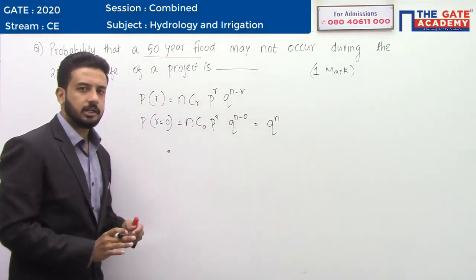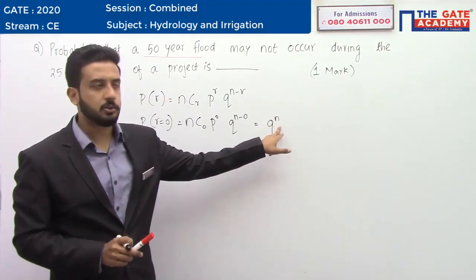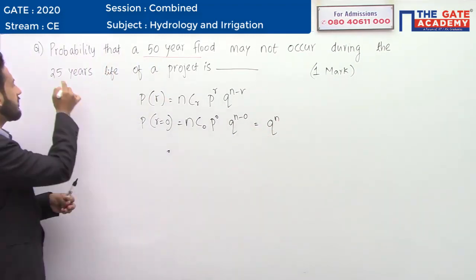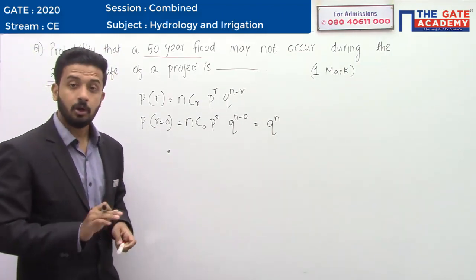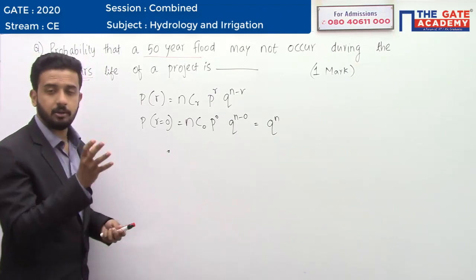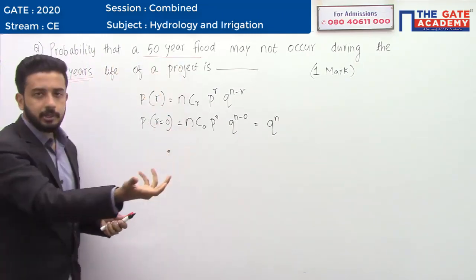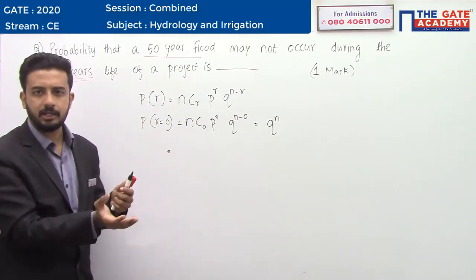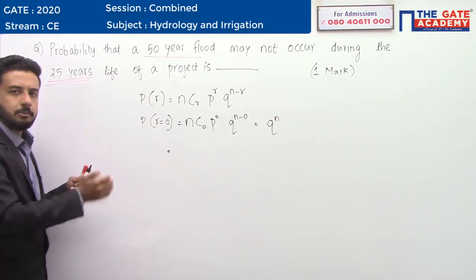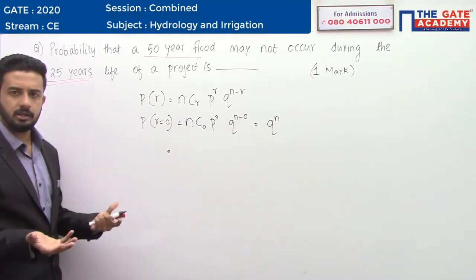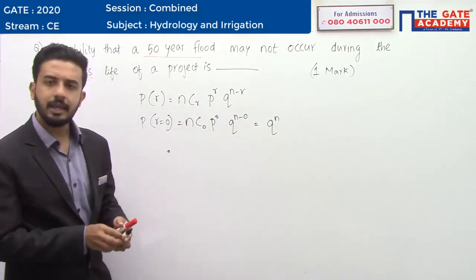Our intention is to calculate what this Q is. N is already given in the question. They are asking for the 25 years of lifetime. Always keep in mind the difference between these two years. This one is the return period; we are specifying that flood with some year. This one is a duration; it can be 20, it can be 10, it can be 1, whatever they are asking. That life period is our N value.